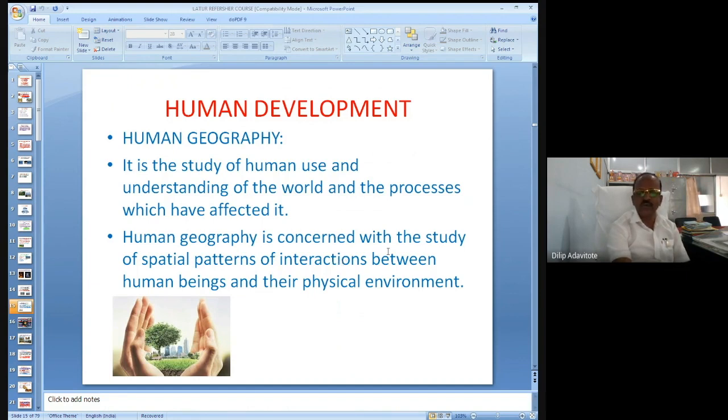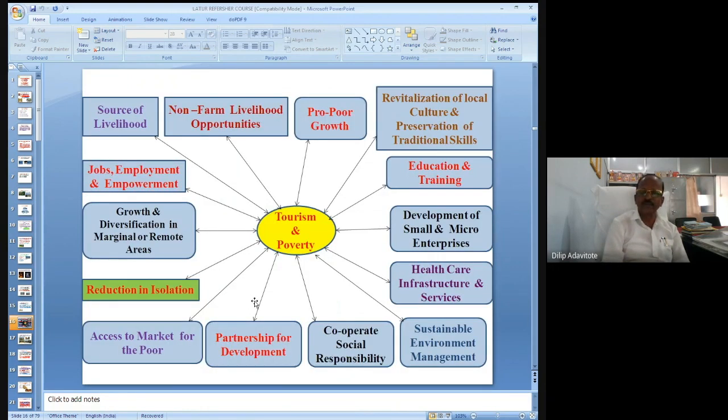As a geographer, we always study the spatial patterns of interaction between human beings and their physical environment. And this is also an important part: the interaction between human beings and the physical environment we consider from the tourism development point of view. Then coming to the important basics of tourism, how it is helpful in the removal of poverty. This is important. From that point of view, the central government is working on that pro-poverty approach. Later on, we will discuss that.